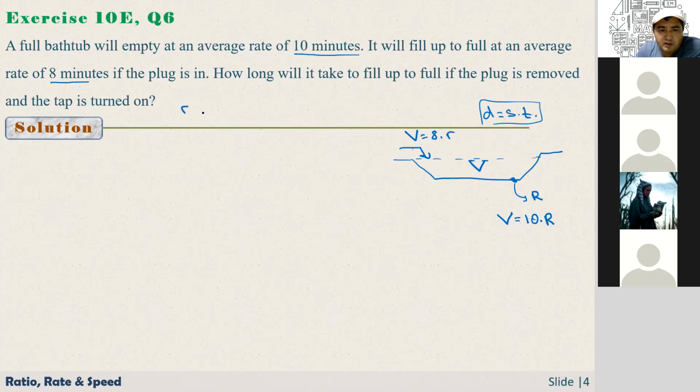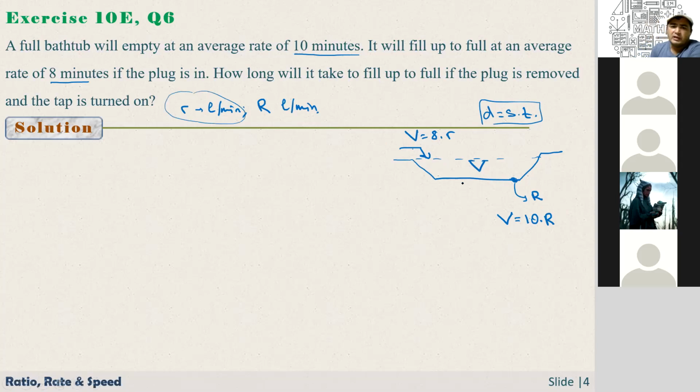Again, what are the rates? Actually, what is the unit of r? The unit of r is liters per minute. And also the unit of capital R, the same thing, liters per minute. That means that if it is full and you just open this plug, every minute R liters of water are going out. And if you close this hole and after that open the tap, every minute r liters of water are flowing into the bathtub, right?